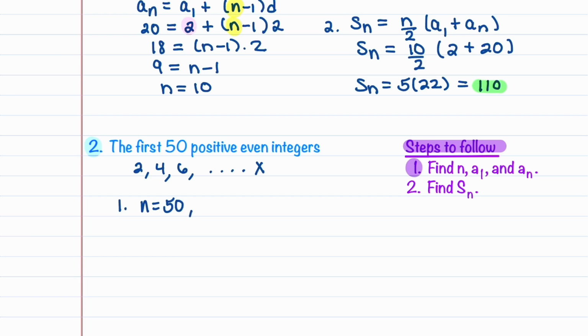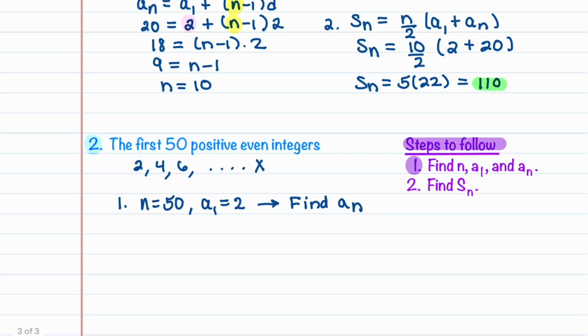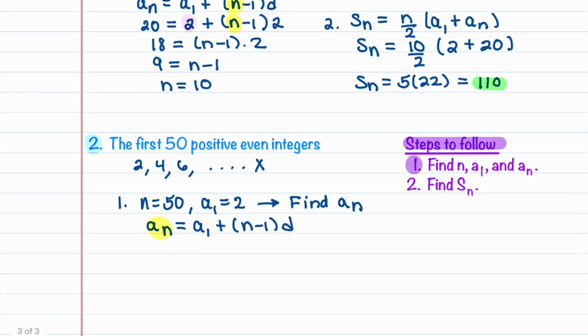We know our first positive even integer is 2, so a1 is 2, but we don't know what the last one is. So what we need to do is find a sub n. And we're going to use the same formula that we did in our first example. We're going to use the formula a sub n is a1 plus n minus 1 times d, and this time we're going to find a sub n. Let's go ahead and plug in what we know. A sub n is a1, which is 2, plus n, which is 50. So we have 50 minus 1, and then d.